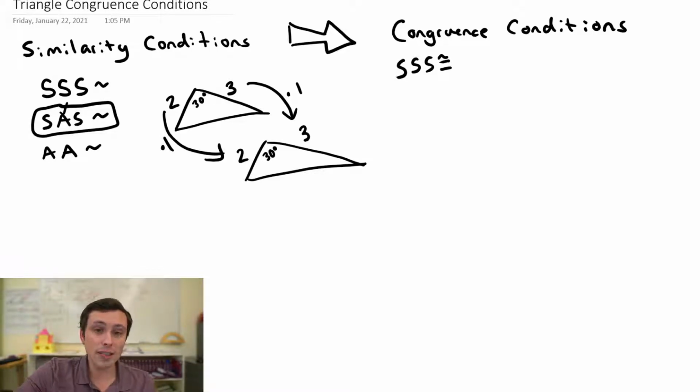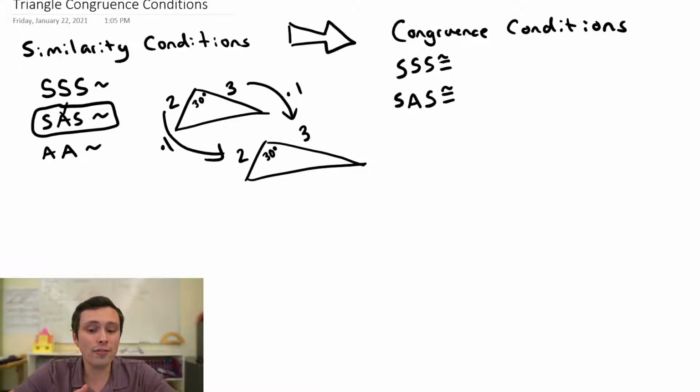So if side angle side proves that they're similar, and that ratio ends up being 1 between the two shapes, meaning the sides are actually exactly the same length, it would also prove that they are congruent. So that means we can adapt our side angle side similarity condition into a side angle side congruence condition.